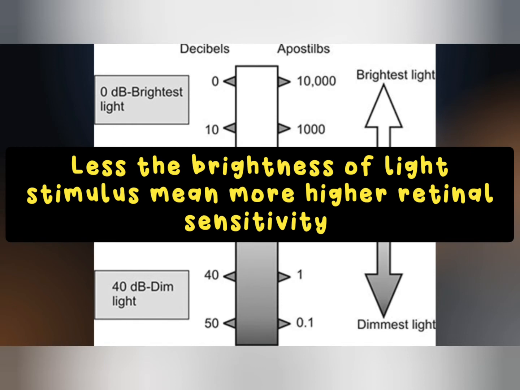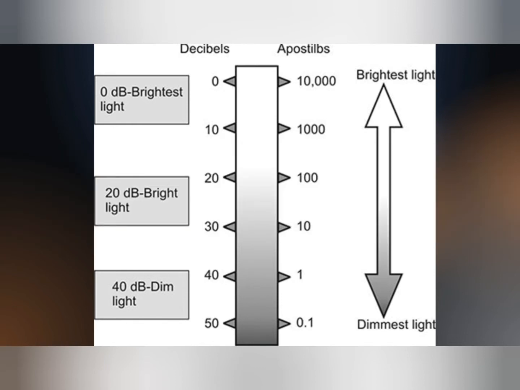This is the relation, and it is very easy to calculate in the decibel unit, because decibels are directly proportional to the sensitivity of the retina, and they are expressed as 0, 10, 20, 30, 40, 50. These are small numbers, so they are easy to express. That's why decibels are more popularly used.